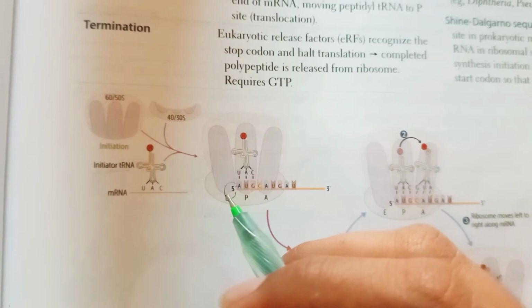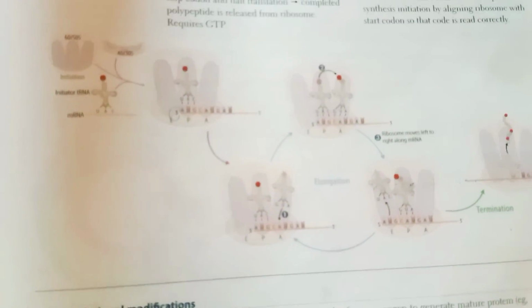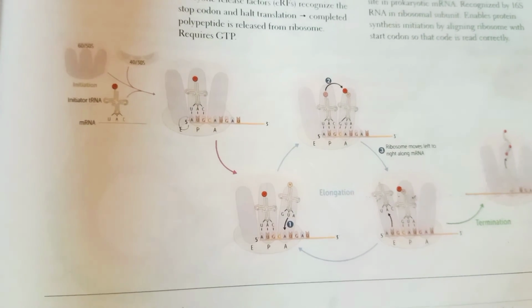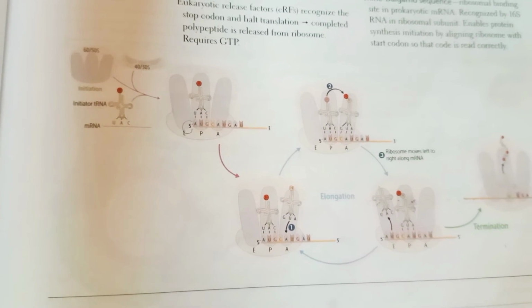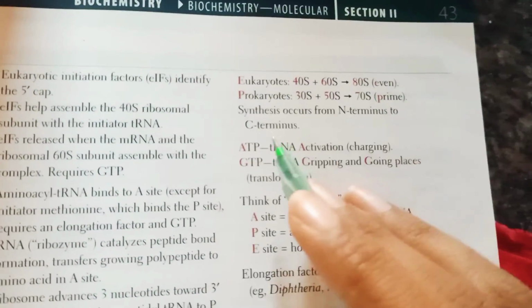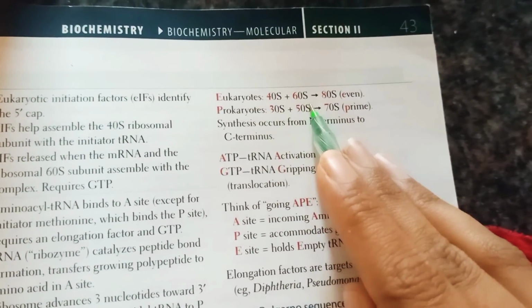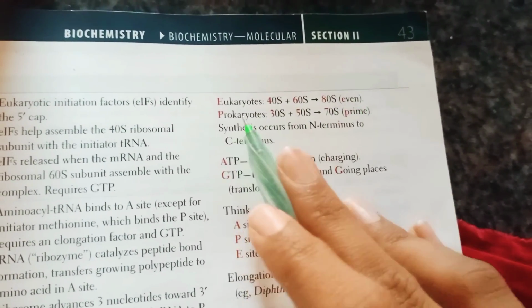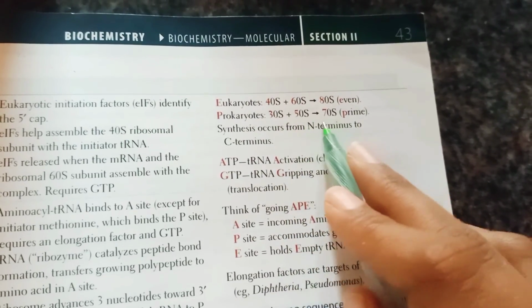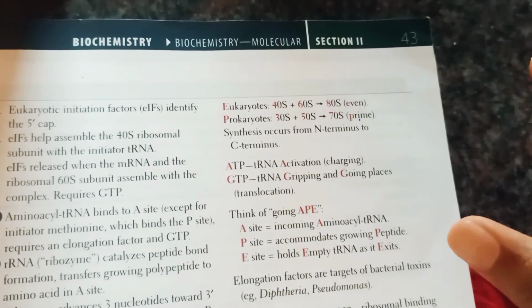ATP is required for charging. You can see here ATP is required for charging of tRNA. GTP is required for gripping and also for going places, that is translocation. An important thing you need to see: eukaryotes 40S plus 60S ribosome, that is 80S, even. Prokaryotes 30S plus 50S, that is 70S, prime. So prokaryotes is prime, eukaryotes is even.